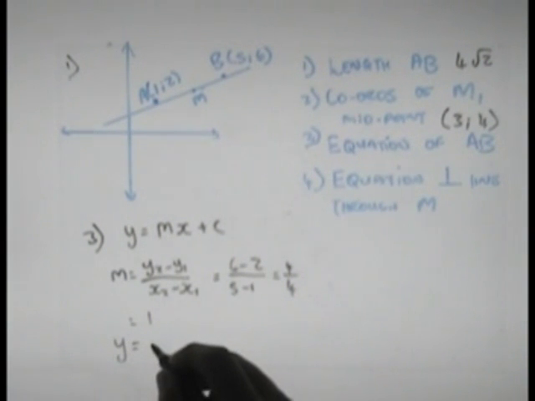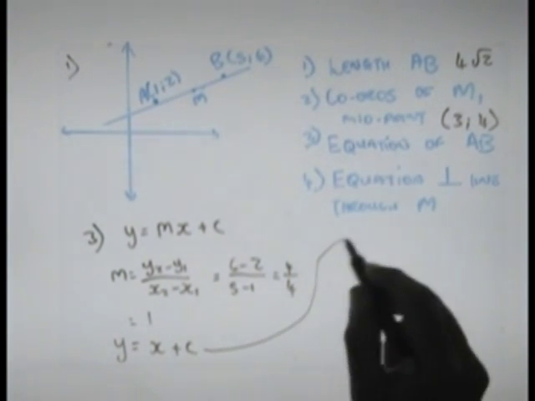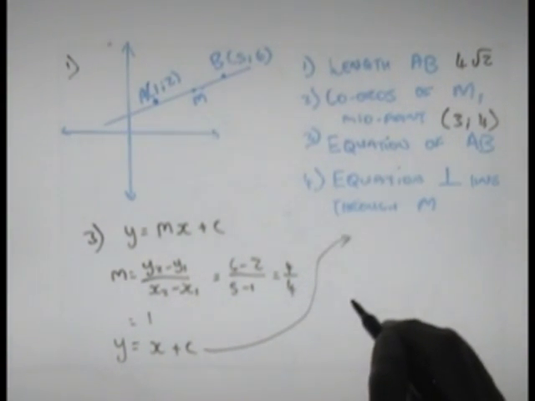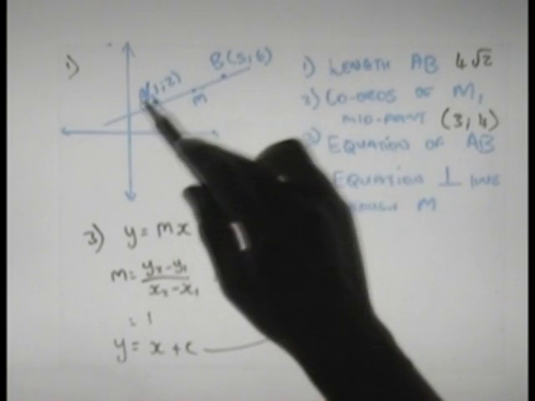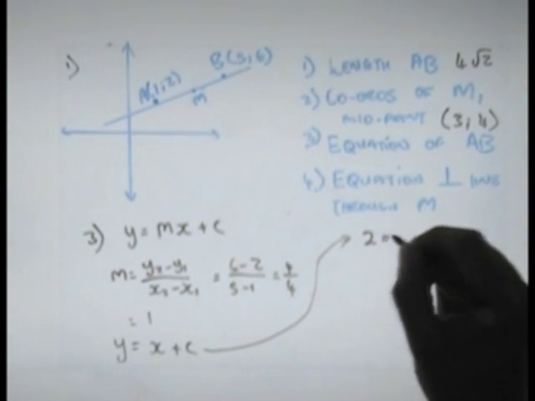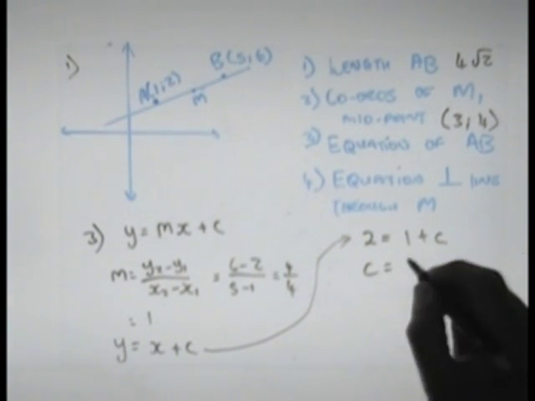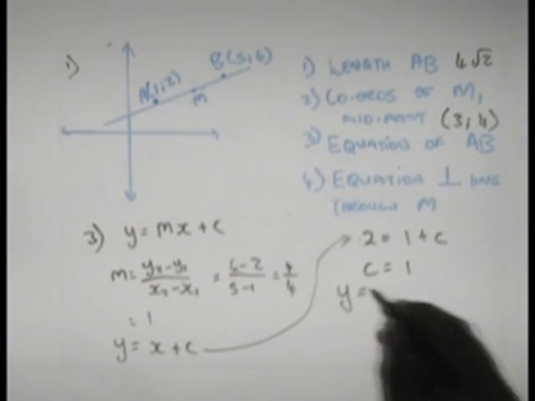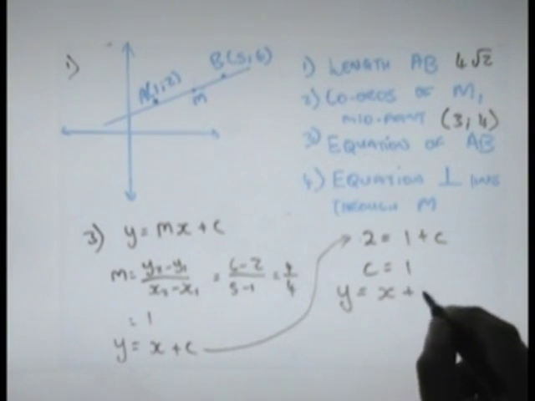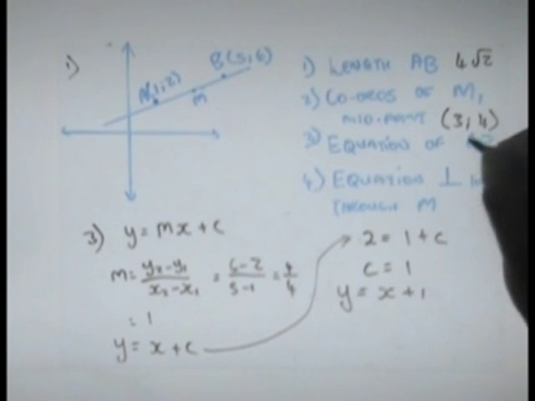That means that y is equal to 1x, or just x, plus c. To get our c value, we then substitute any point that we have. If you want to be complicated, you're welcome to substitute 5 and 6 in. 1 and 2 is a lot easier to sub in though. That means that 2 is equal to 1 plus c. That means that c is equal to 1. Take the 1 across, 2 minus 1 is 1. That means that our equation reads y is equal to x plus 1. And that's number 3.